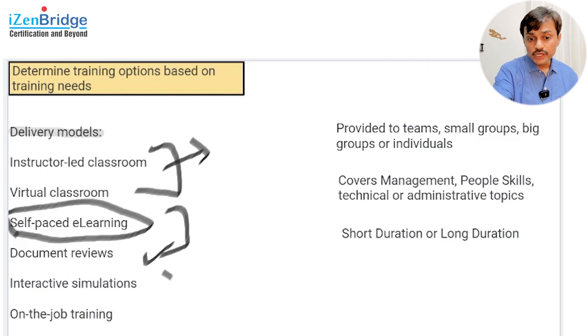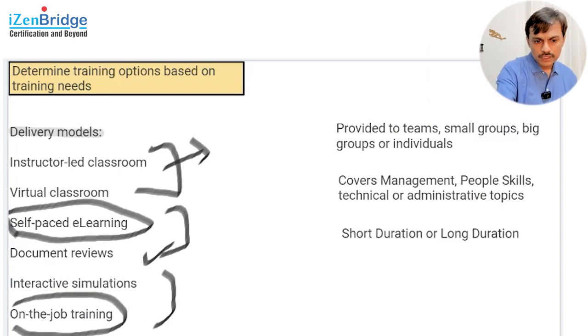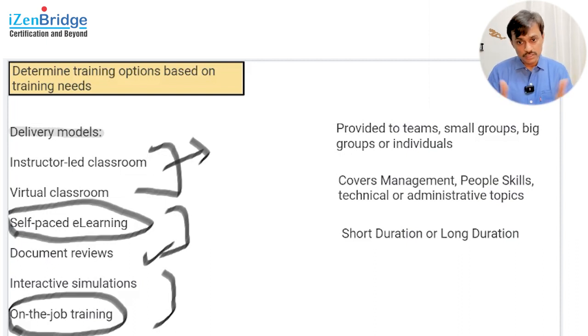We can have simulations. We can give people case studies so that they can work through them and come up with the learning. And many times it's clubbed with mentoring. We can have on-the-job training also. So we can assign someone as a mentor, and the person works along with them, shadowing each other. Based on that, we are training the person, and the person is also working in their current job.